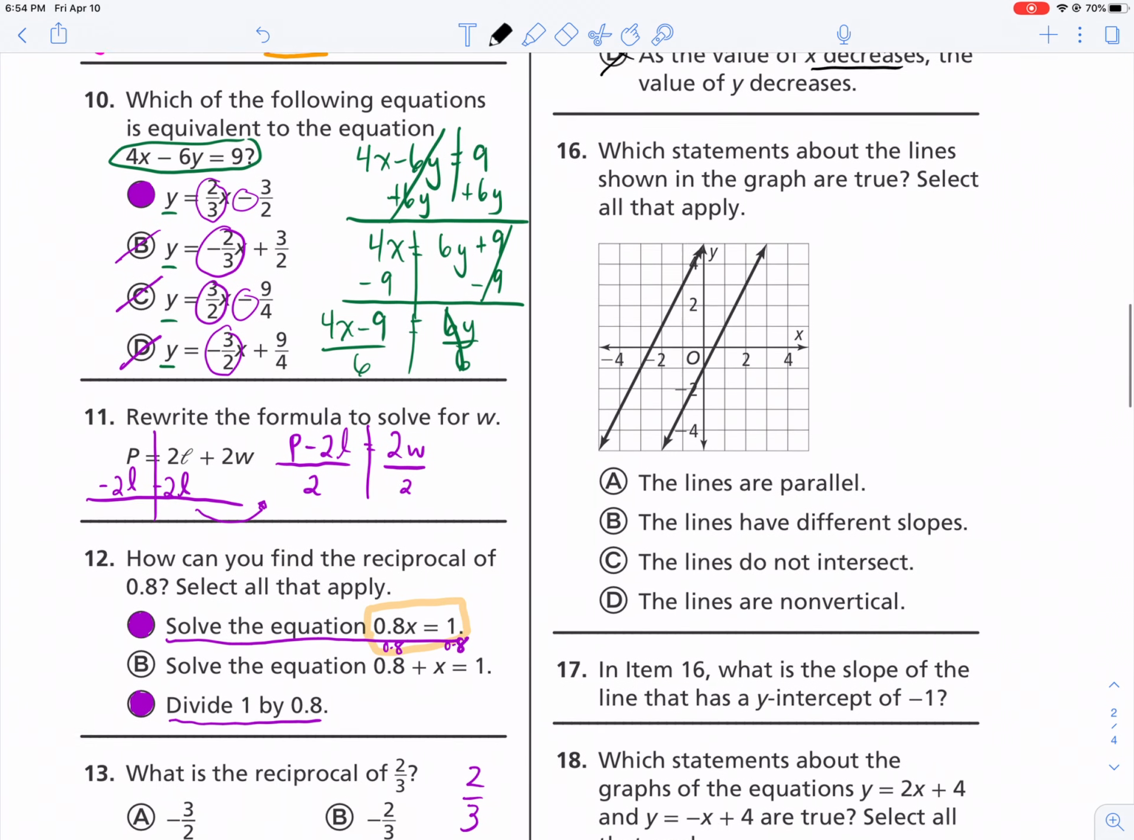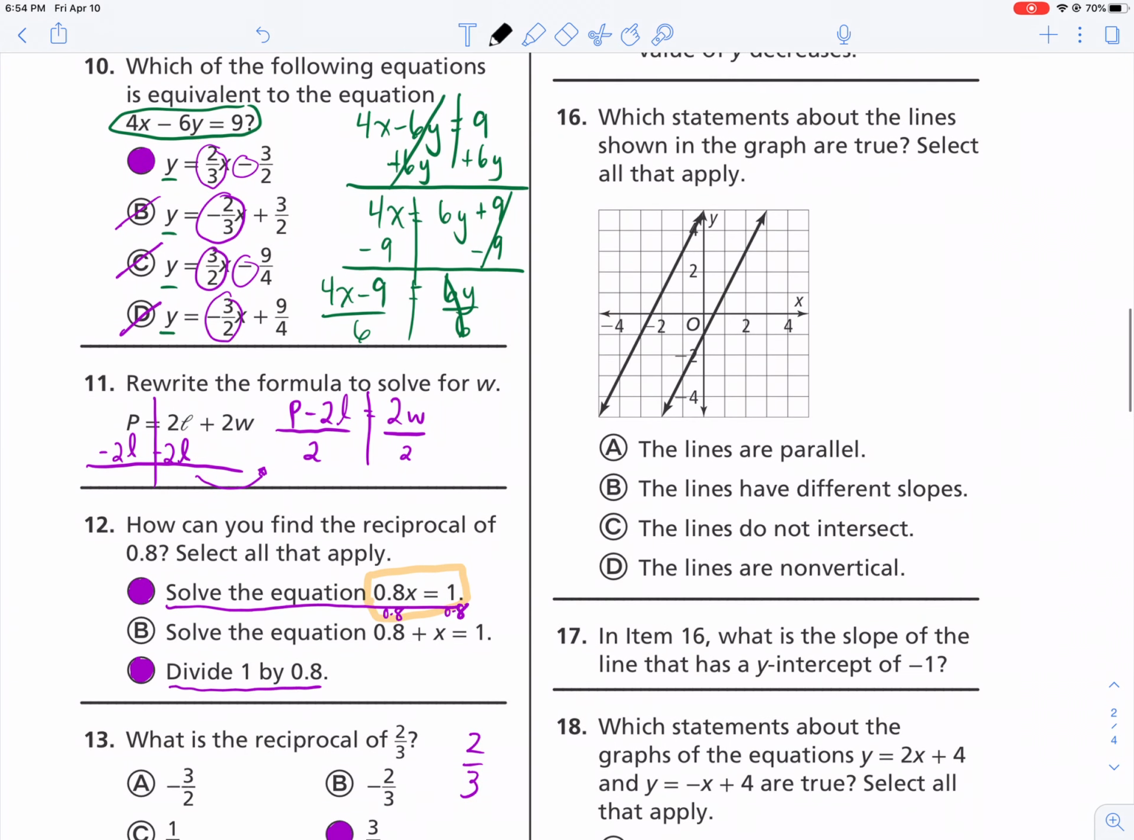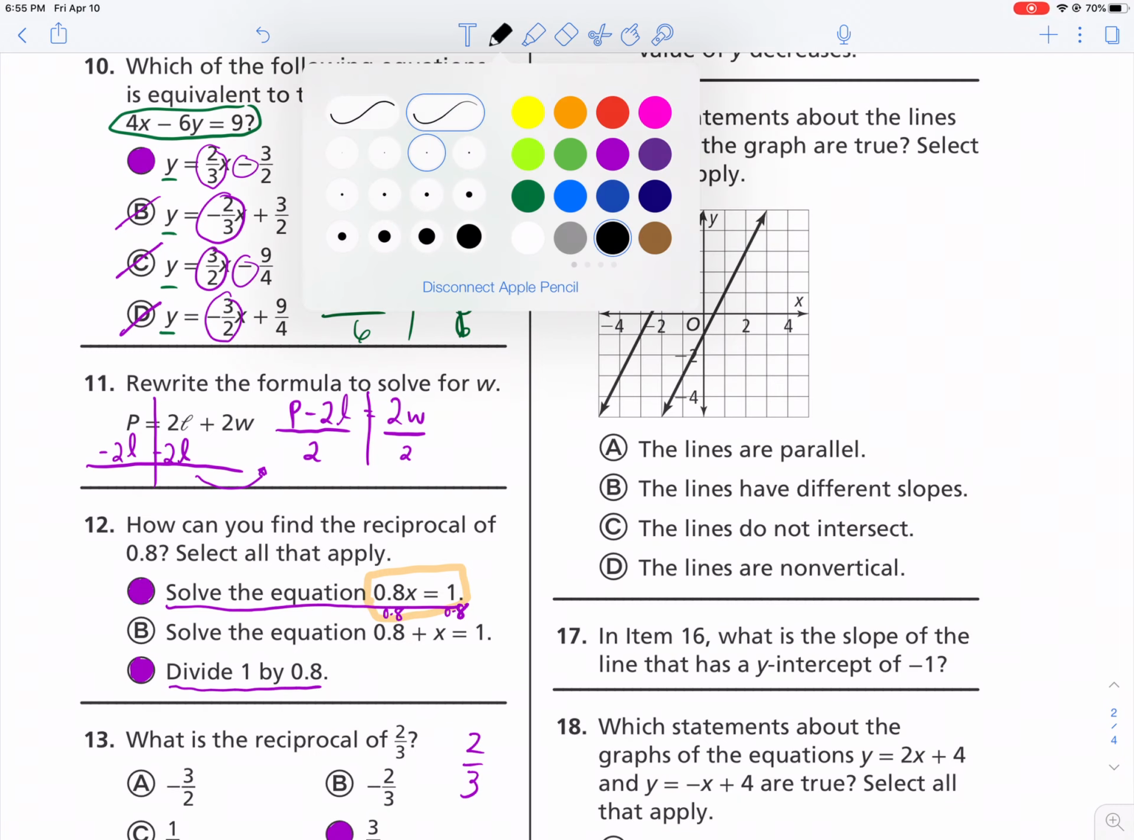Okay, we're going to jump down to number 16. So hopefully you see right away, we look at these and we're like, oh, I know what type of lines those are. There's a good joke that some math teachers say: parallel lines have so much in common, but it's too bad they'll never meet. So in this case, our lines are parallel.